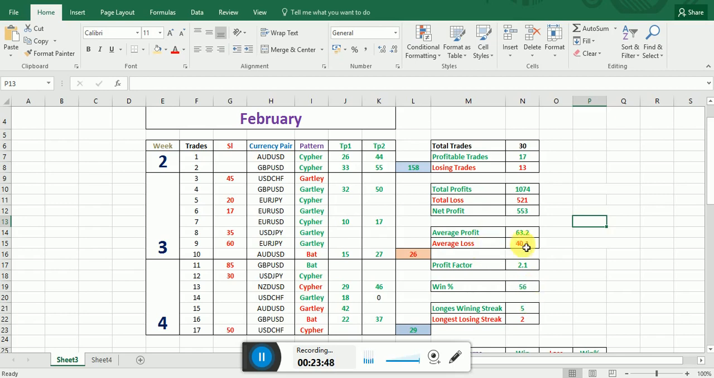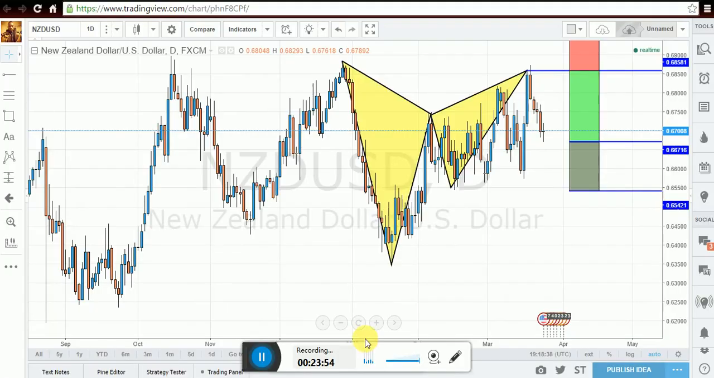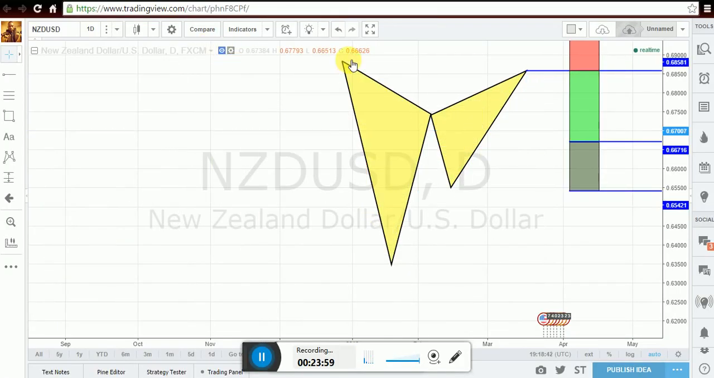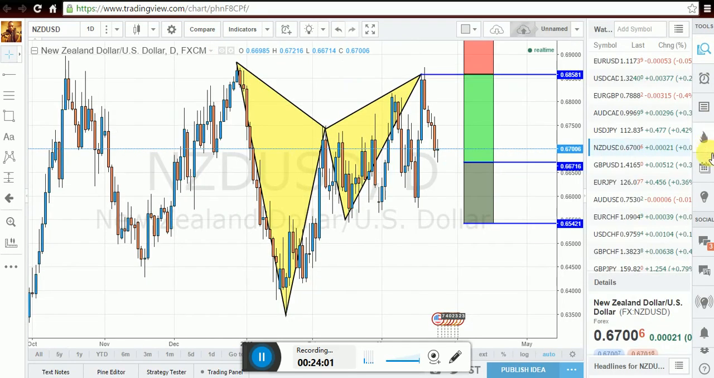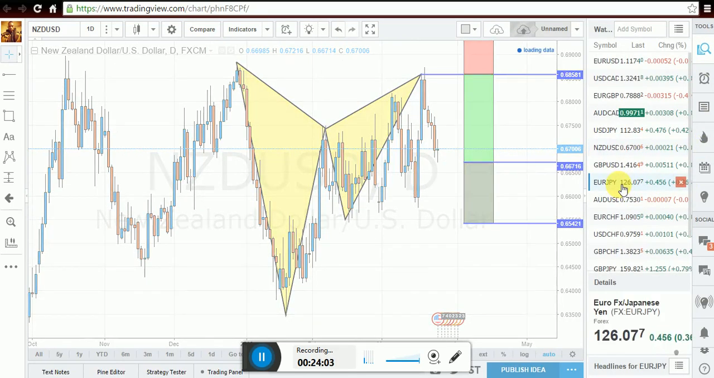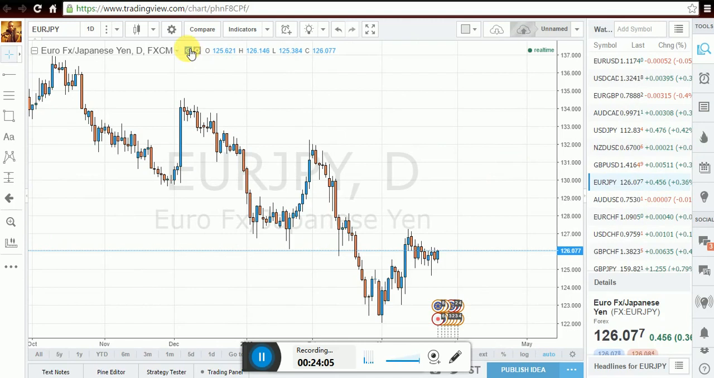So let's look at this. We're going to focus on the average profit, which is about 63, average loss 40, and the winning percentage of 50. So let's go over to the chart. I'm going to have to use a different one, so let's go to a clean space.